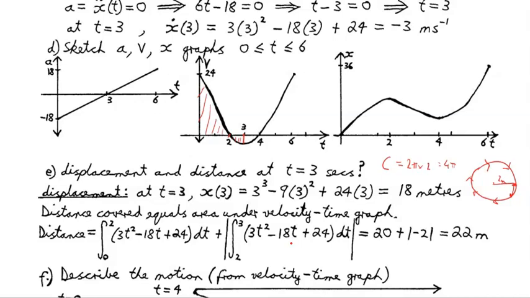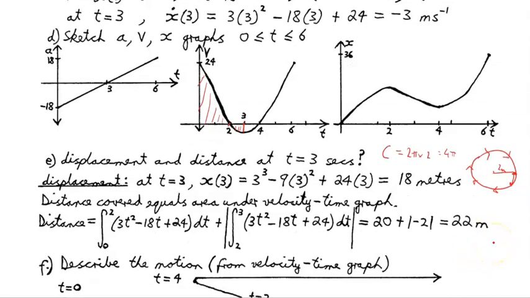So when I integrate all this, I haven't carried out the steps here, but the first integral produces 20. The second integral, I end up with the absolute value of negative 2. So altogether, that gives me 22 meters. The total distance covered is 22 meters, but my displacement is only 18 meters. So the distance is the area under the velocity time graph, where you take account of the negative parts by using the absolute value sign.